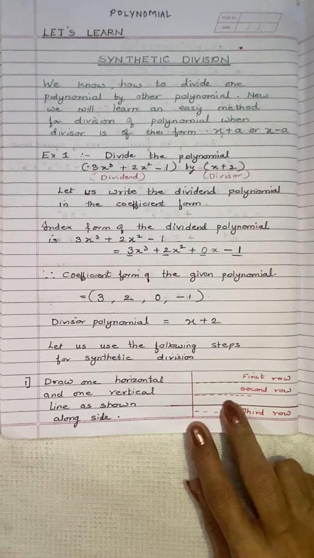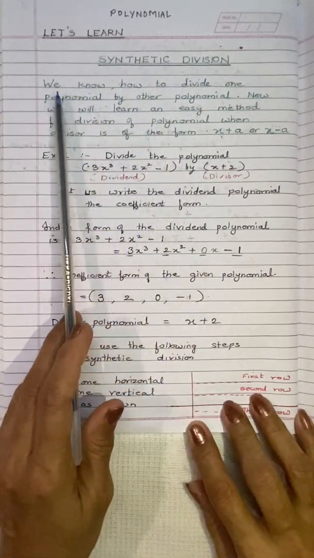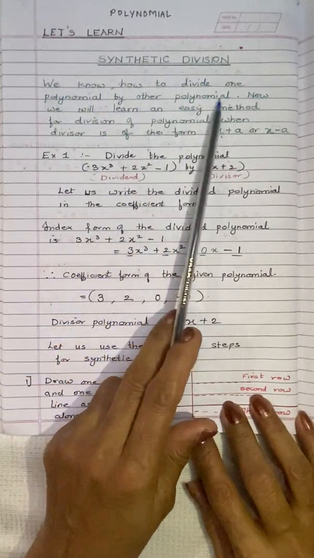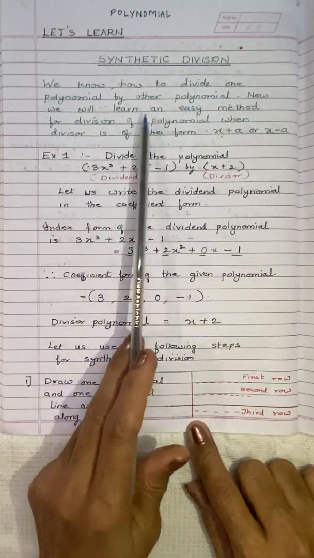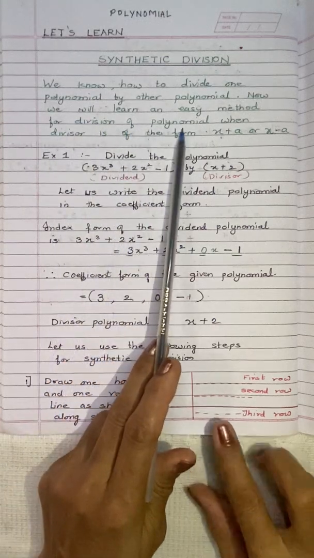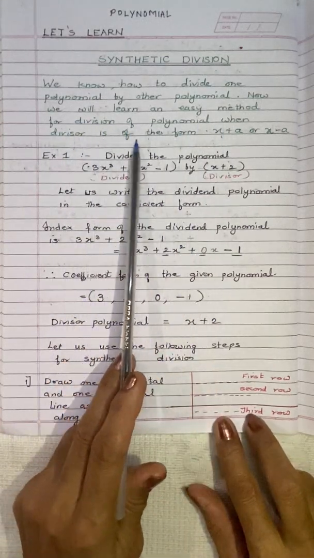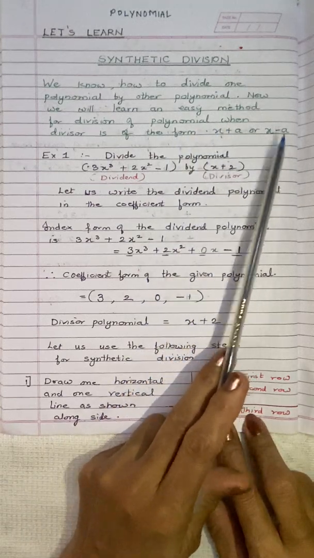Let's continue with the chapter polynomial and let's learn synthetic division. We know how to divide one polynomial by another polynomial. Now we will learn an easy method for division of polynomials when the divisor is of the form x plus a or x minus a.